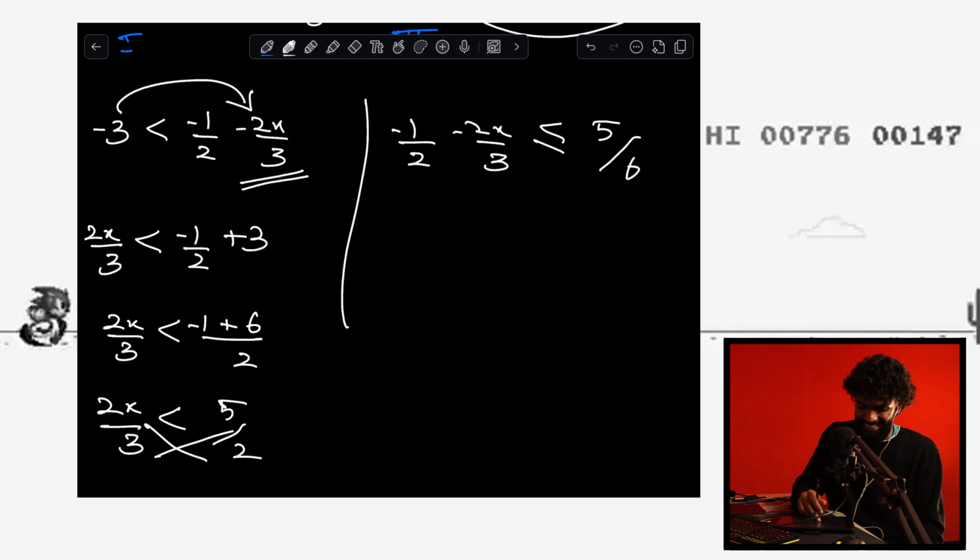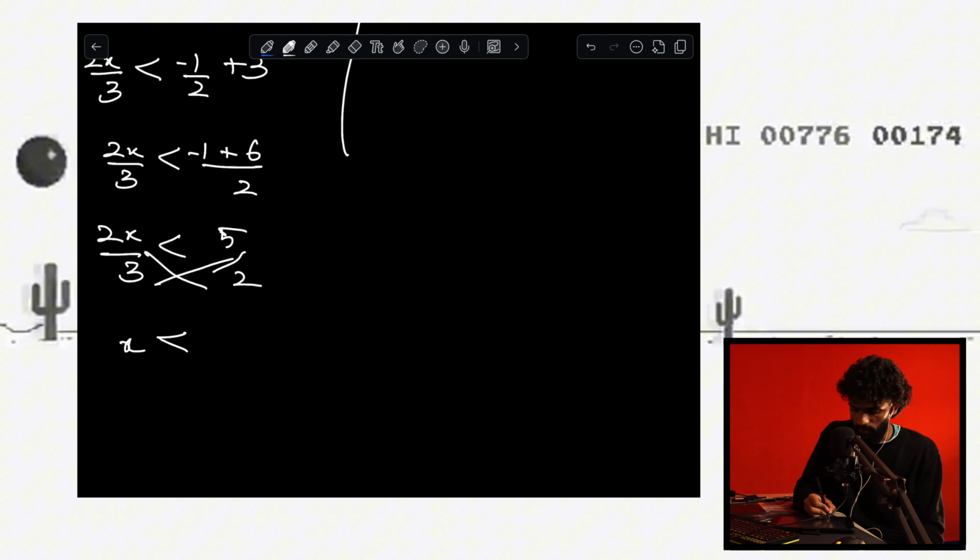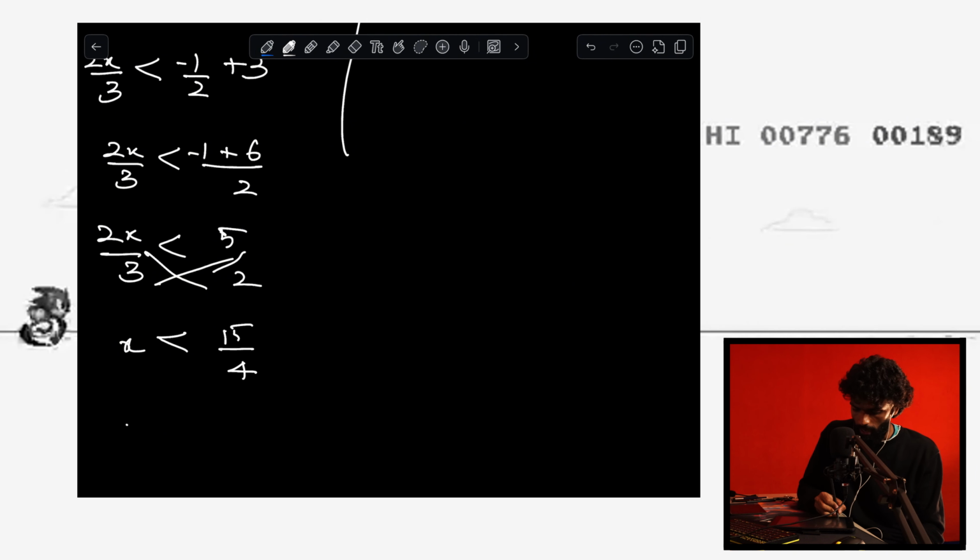I can crisscross, keeping the x as it is. X same, symbol same. 5 times 3 gives you 15, 2 times 2 gives you 4. X is less than 15 by 4, whose decimal is 3.75.